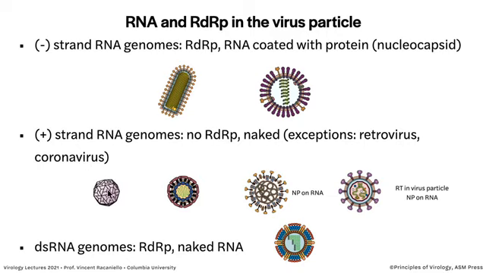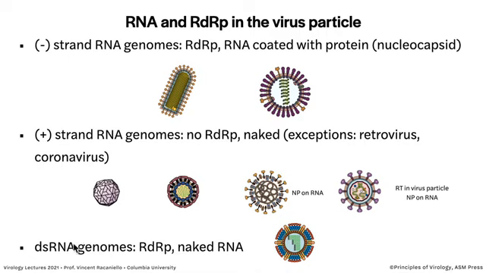Here, for example, is a poliovirus with a naked plus-stranded RNA genome, a flavivirus, naked plus-strand. But here, coronaviruses, the RNA is coated with a nucleoprotein. It's not naked. There's no polymerase in the particle, but the RNA is coated, probably because it's so long it needs to be protected. And then retroviruses are coated with a protein, and that's probably because the RNA has to be reverse transcribed when it enters a cell.